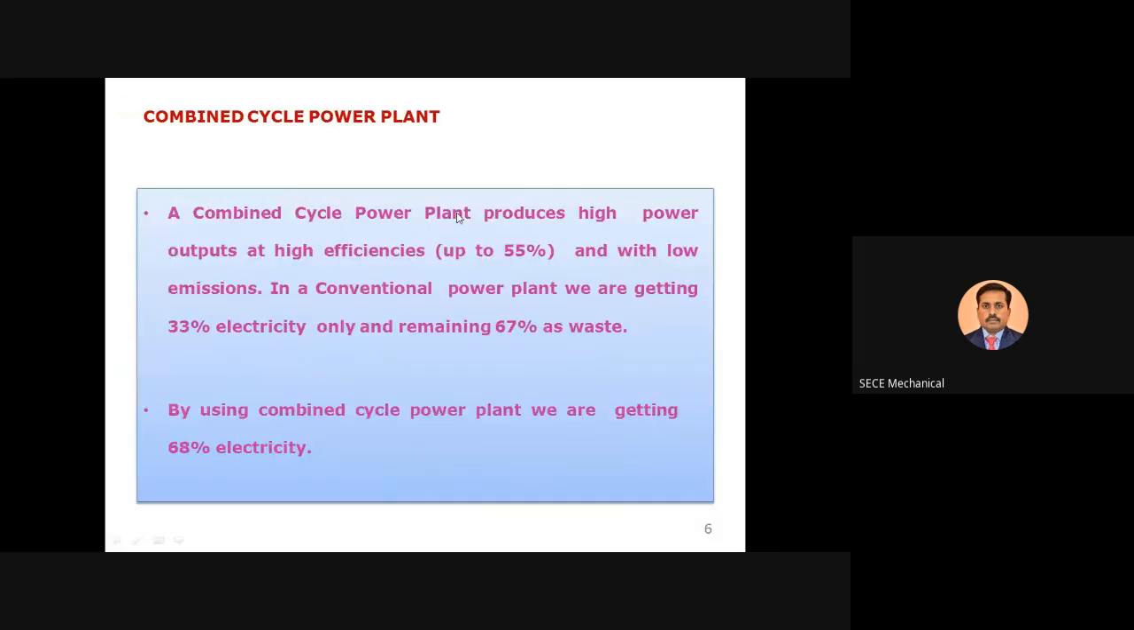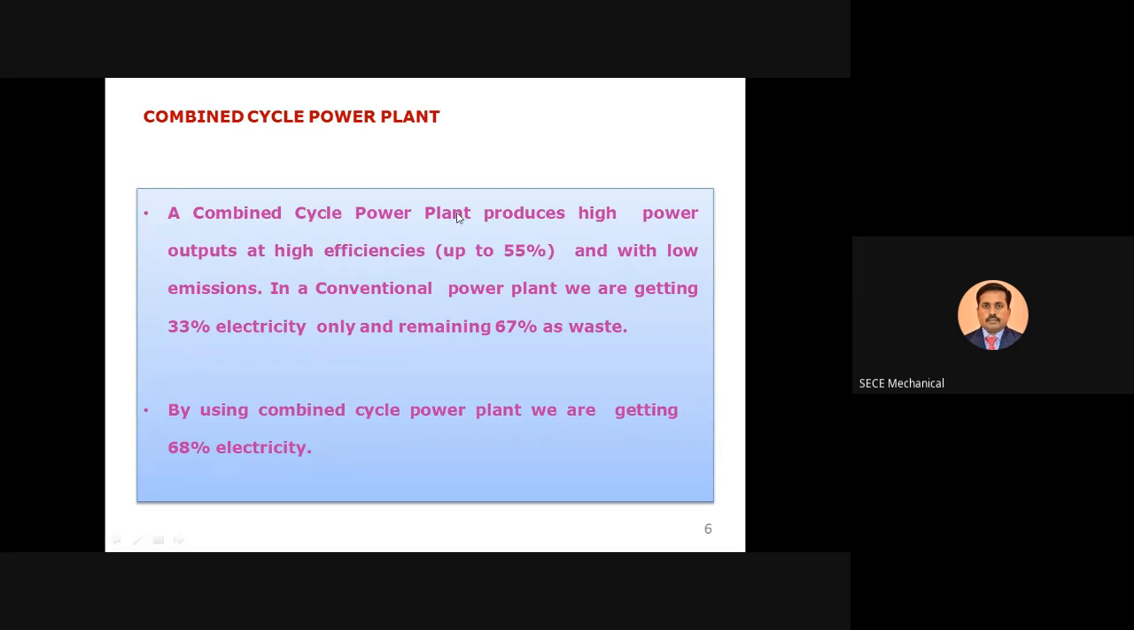So what is meant by combined cycle is that a combined cycle power plant produces high power output at high efficiency. I already told you, maximum up to 55% power we can produce with low emission. That is very important. In a conventional power plant, we are getting only 33% electricity, and the remaining 67% is waste. So 33% electricity we can produce in a normal conventional power plant, and the remaining 67% is waste.